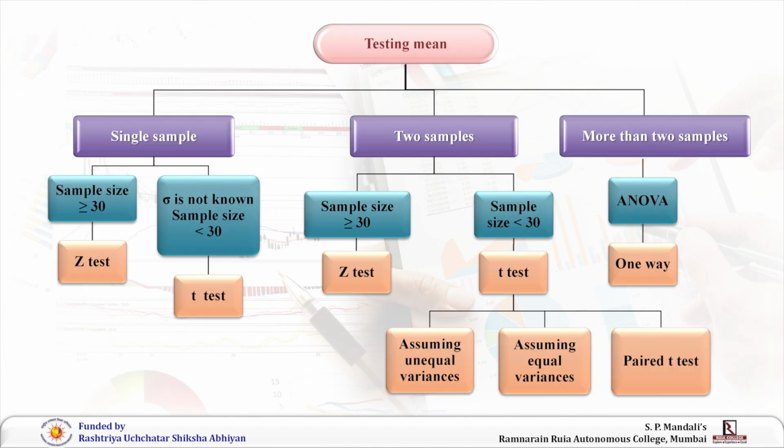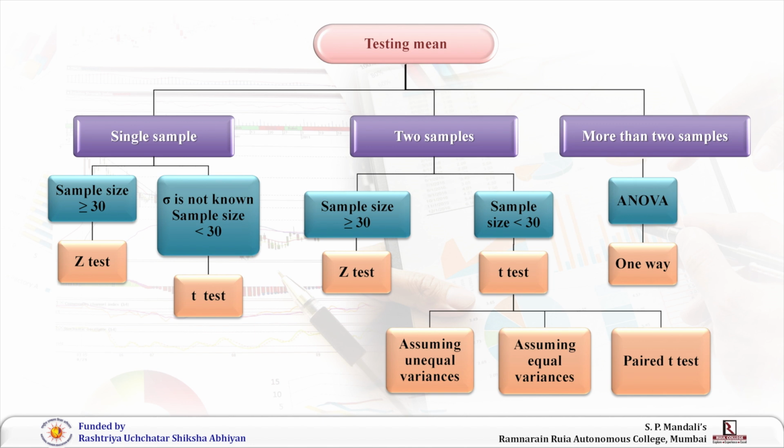For testing the mean of a population, the test depends on whether there is a single sample, 2 samples or more than 2 samples. For a single sample, if the sample size is greater than or equal to 30, a z-test is used. If the sample size is less than 30 or the population standard deviation is unknown, a t-test is used.